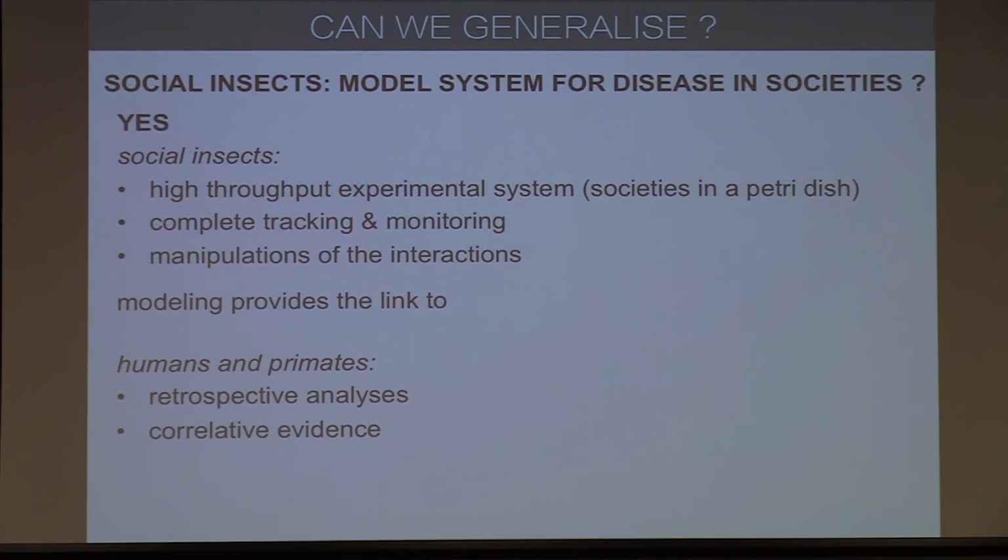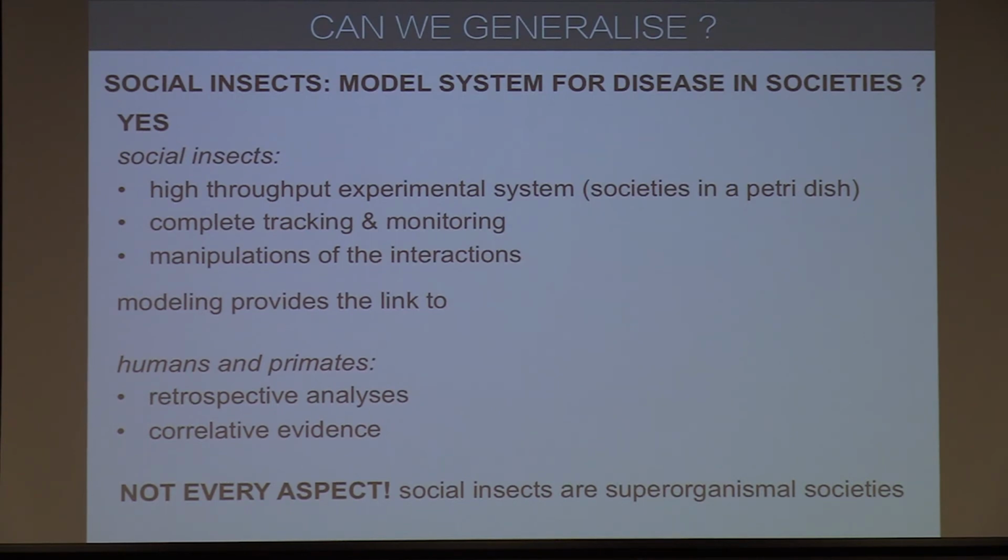And we can even try to manipulate the interactions, and that is my next step, where I want to prevent them from leaving the brood chamber and see whether this really increases the disease risk of the brood or something like that. Whereas in humans and primates, you often can only do retrospective analysis and more correlative evidence, whereas I think social insects can be used really to manipulate.